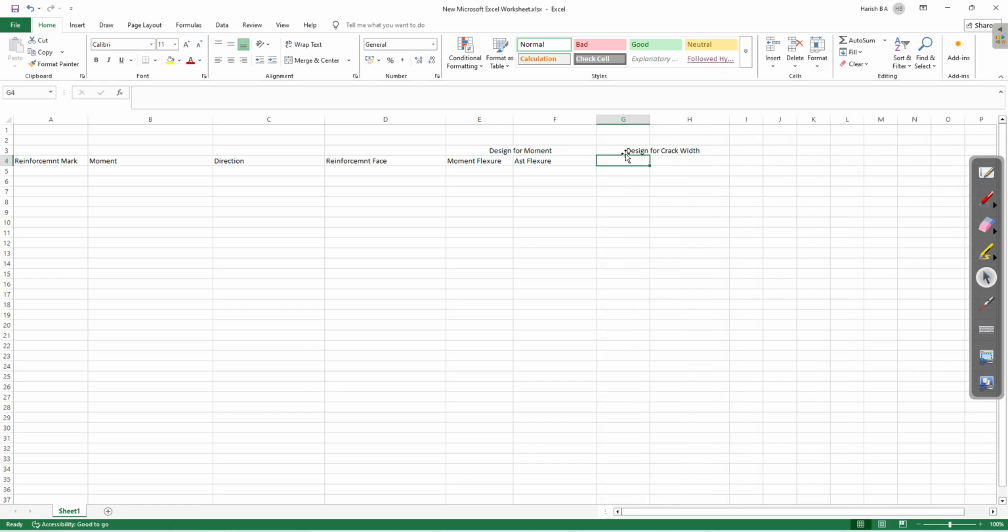In design for crack width, we have two columns. Moment for crack width. Next, AST for crack. Next, last will be AST minimum.